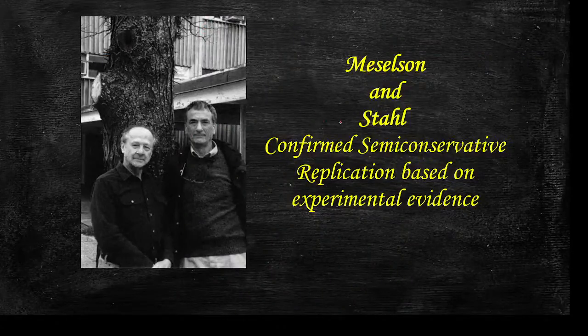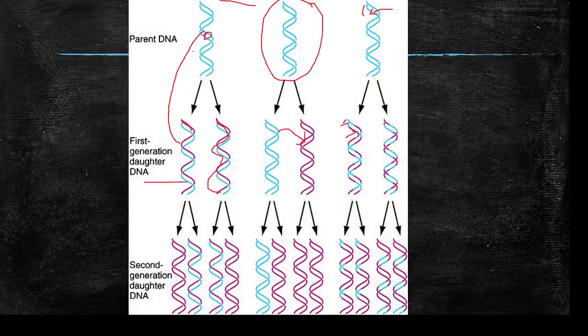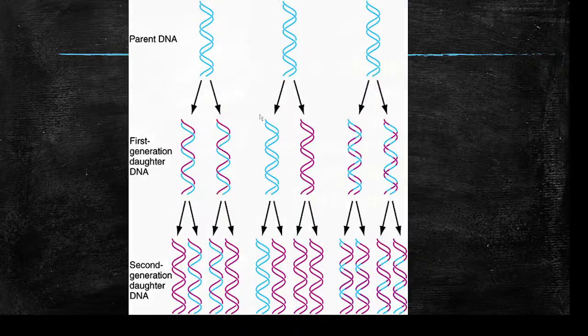So Meselson and Stahl, based on the experimental evidence, confirmed that DNA replication is semi-conservative. So DNA replication is semi-conservative. It is not conservative and dispersive.